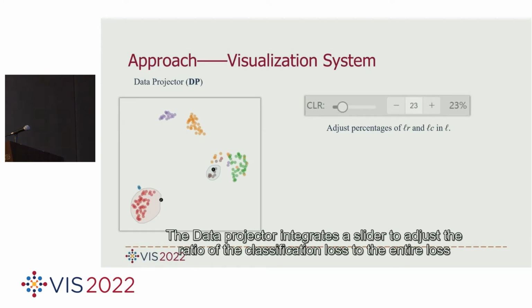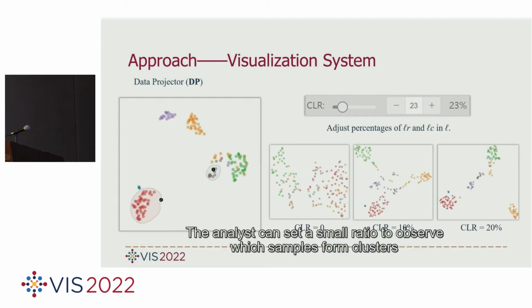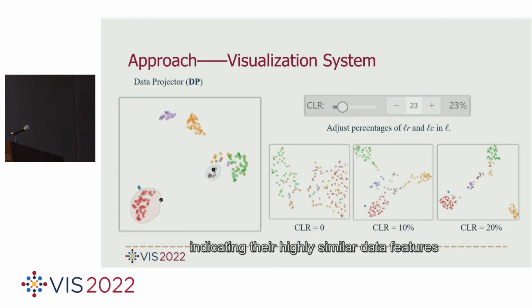The data projector integrates a slider to adjust the ratio of the classification loss to the entire loss. The analyst can set a small ratio to observe which samples form clusters, indicating their highly similar data features, or a large ratio to observe outliers.